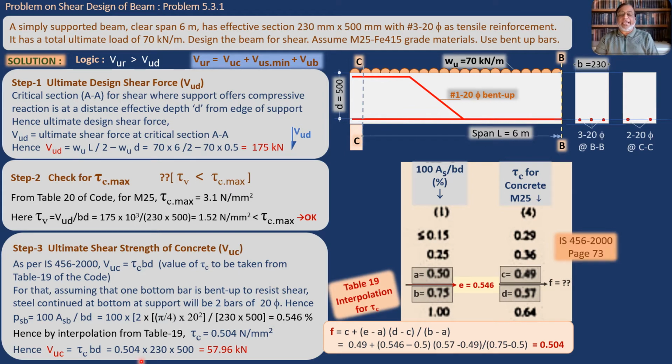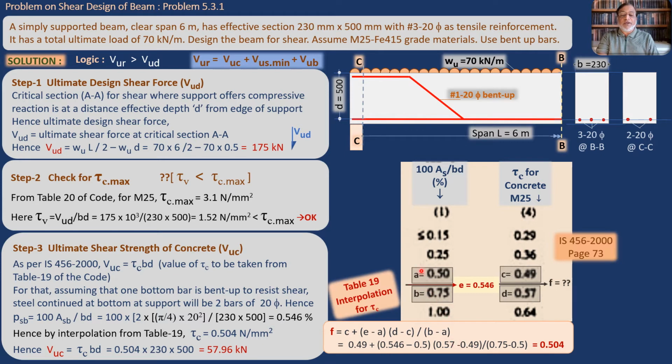Whenever you are using any table to find the values of some variables, the table is giving some fixed values. If your corresponding value is in between those given values, we have to do mathematical, that is linear, interpolation. In the earlier video, we gave enough time to explain what interpolation is and how to calculate it. Here I am using it. You have to simply use this formula. You want the value of f, which means the value of tau c corresponding to this value of 100 AS upon BD. So I have given a, b, c, d, e and f. 6 variables are here. I have shown what a, b, c and d are and so on. And here is a formula.